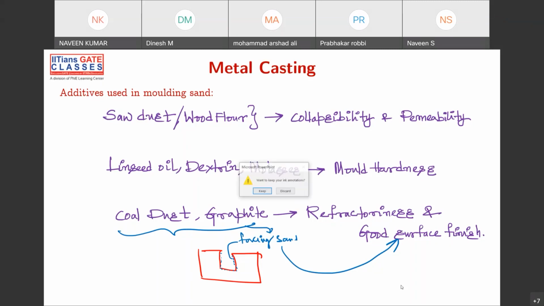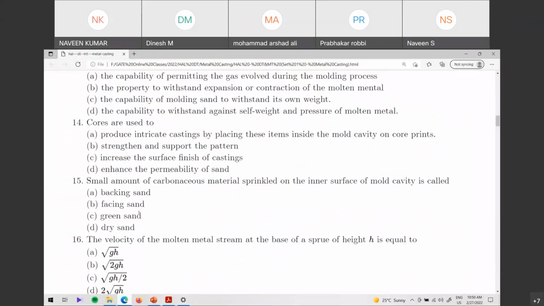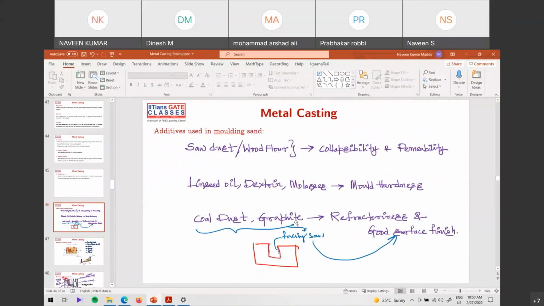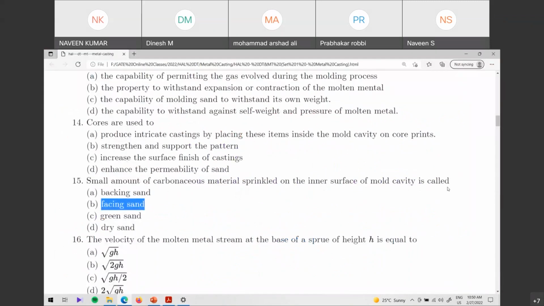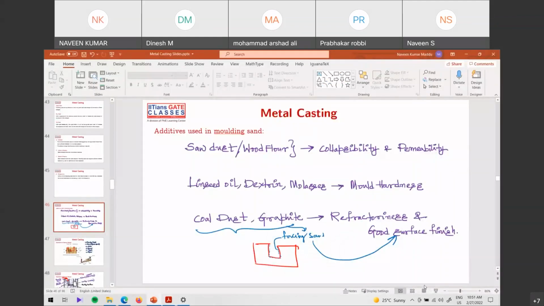So answer for this question is facing sand. Some carbonious materials. Obviously, you can say coal dust and graphite are full of carbon contents, right? These two are filled onto the inner surface of mold cavity to increase the surface finish. Please remember, facing sand is sprinkled onto the surface of the mold cavity so that you increase the surface finish. Okay, is it clear? Yes or no? Okay. So let's go to the next one.